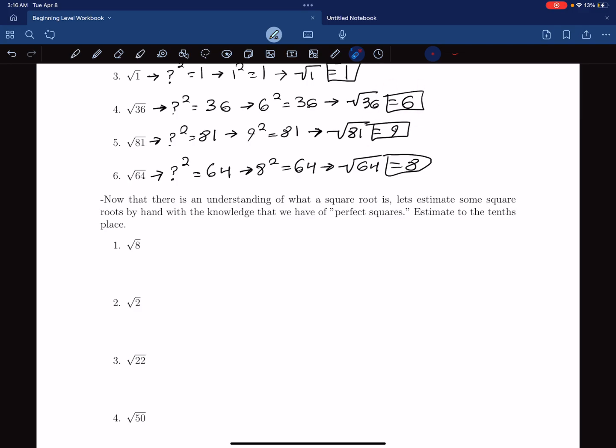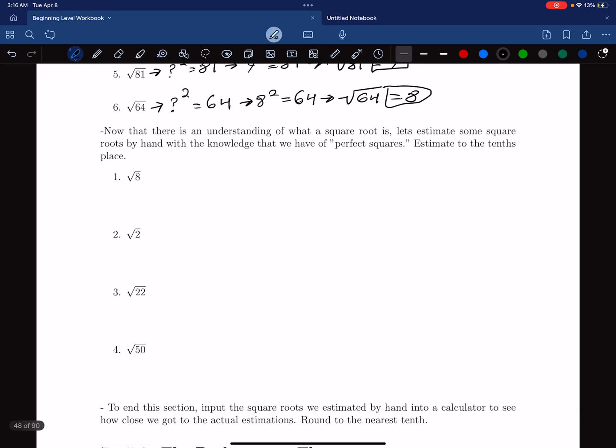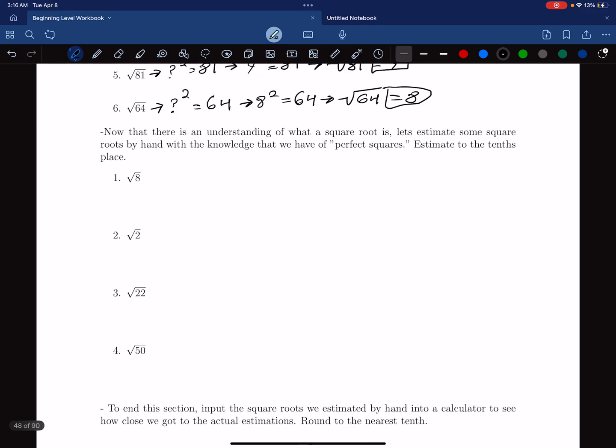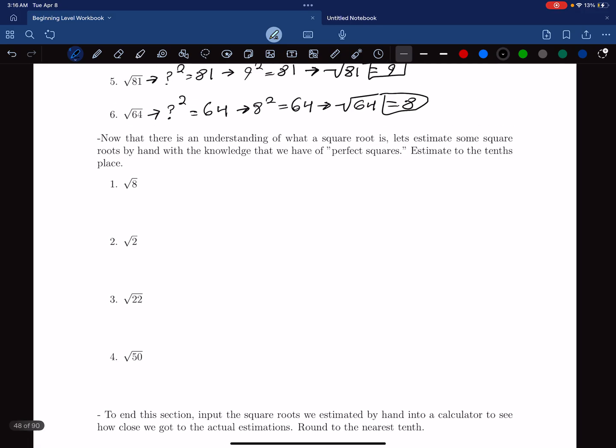Now, with that being said, let's work through these examples. I'm going to walk us through example 1, and then once we get through example 1, I'm going to encourage you to pause the video and do examples 2 through 4, once you see the process of how to think this through. So example 1: we have to think, what two perfect squares is the square root of 8 between?